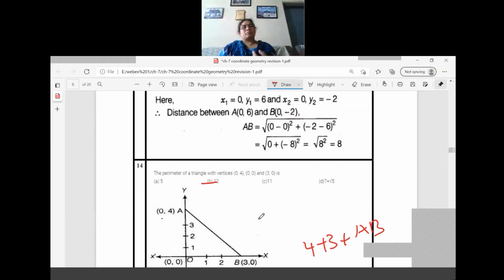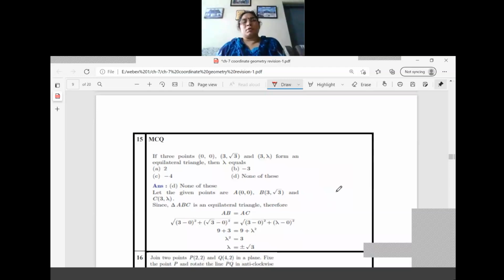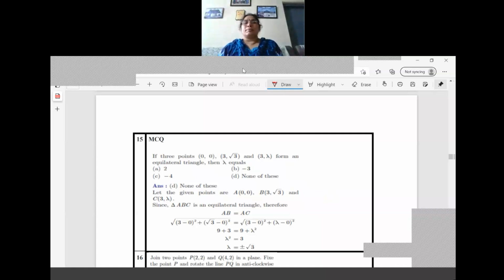Okay, I have not written the MCQ. Now, the 3 points 0, 0, 3 comma root 3 and 3 comma lambda form an equilateral triangle. Then lambda equals, the same rule, the same concept only. But I want to make the distance formula clear today. That is why I have taken all the questions based on this only. Now, the options are already given. You already know that MCQ options will be there, so based on that only.